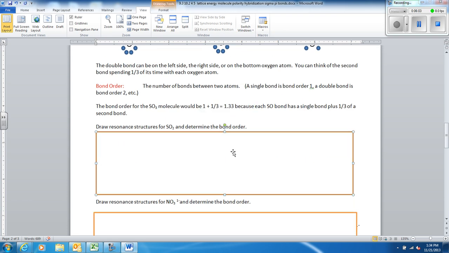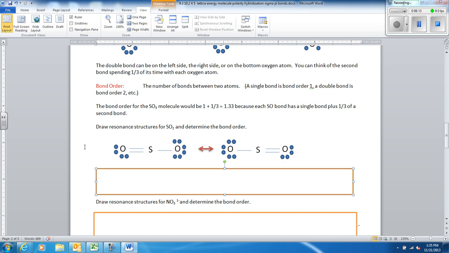So now you're going to try on your own. You're going to do SO2. So you should pause and get your structures for SO2. Hopefully you paused. All right. So here are the 2 structures. There are only 2 of them. And you have to put those arrows showing that the Lewis structure goes back and forth between the different structures.